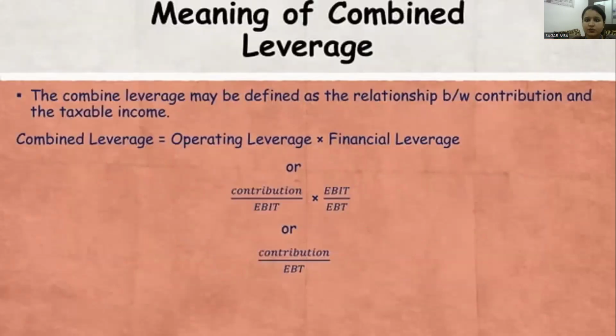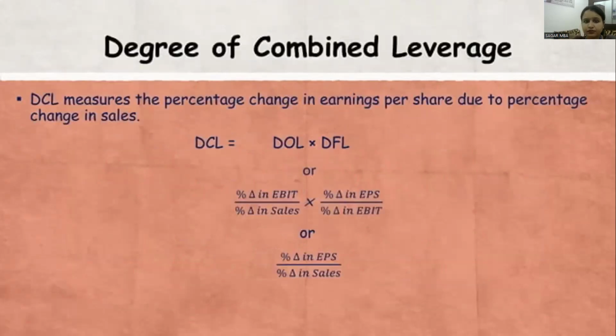And combined leverage. Meaning of combined leverage: the combined leverage may be defined as the relationship between the contribution and the taxable income. The combined leverage is operating leverage into financial leverage, or contribution upon EBIT into EBIT upon EBT, or contribution upon EBT.